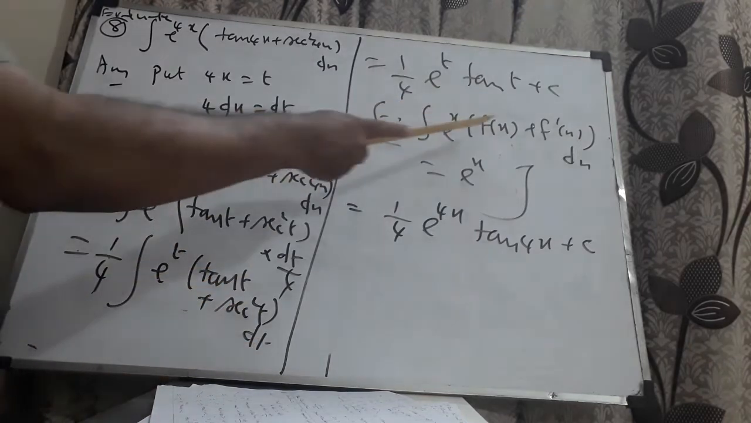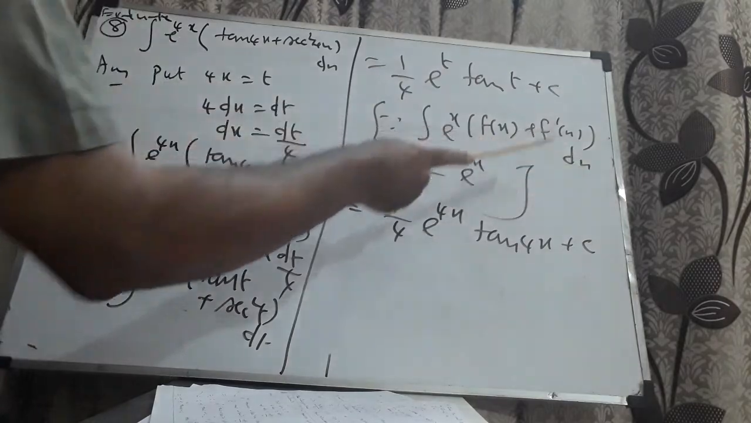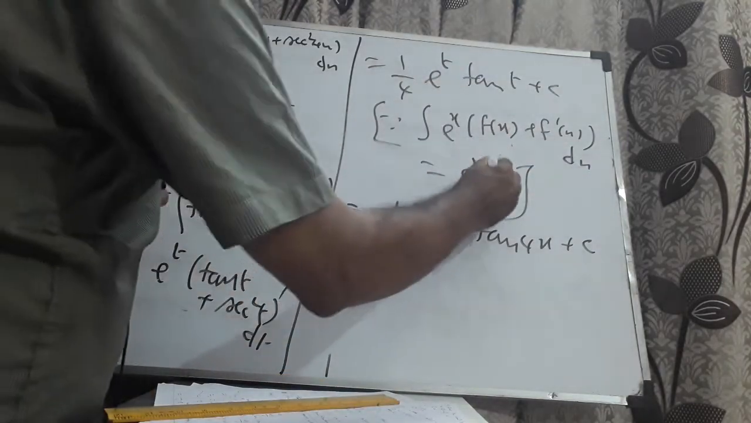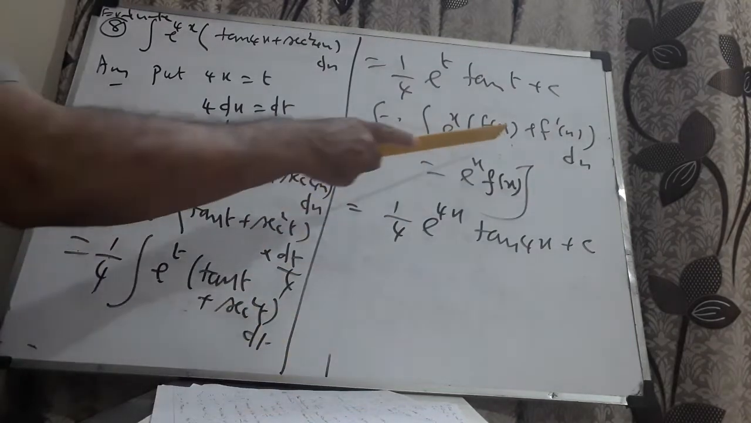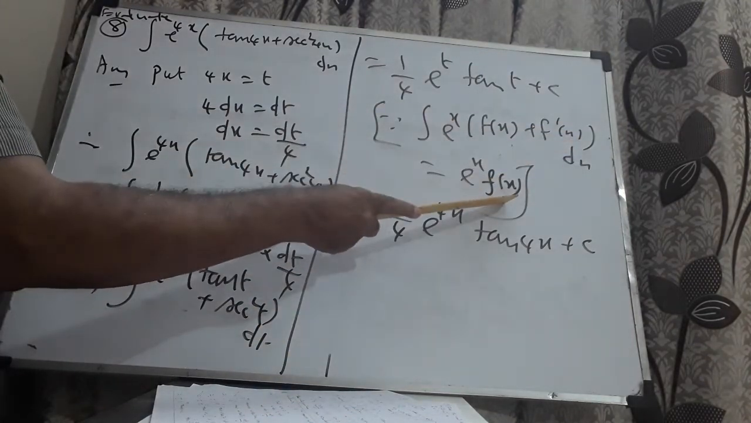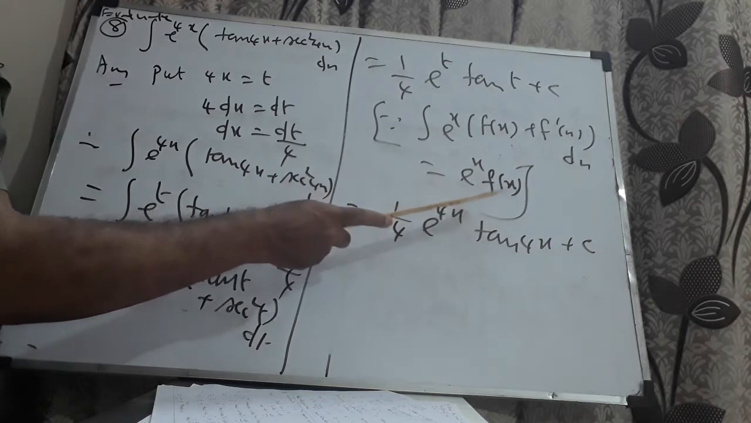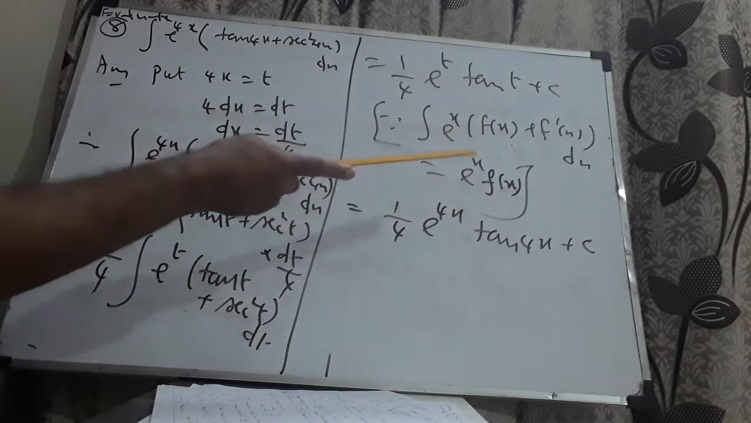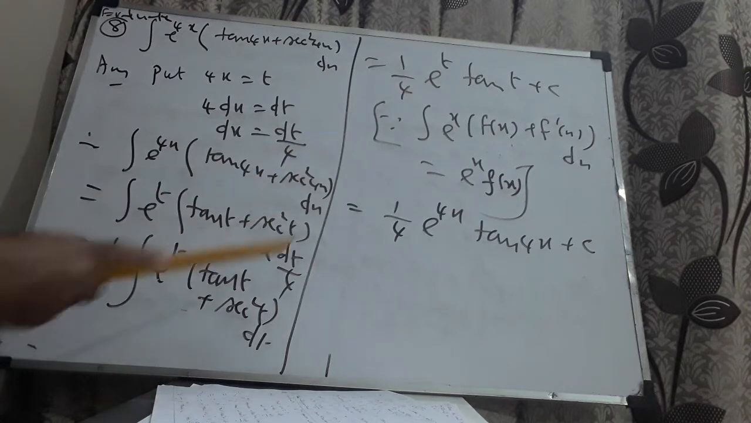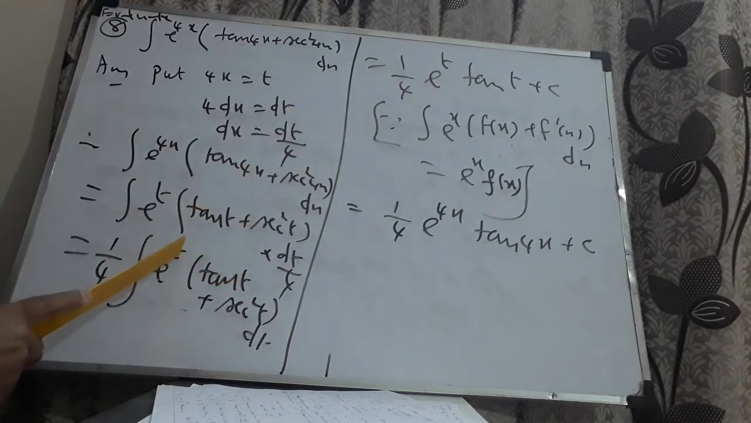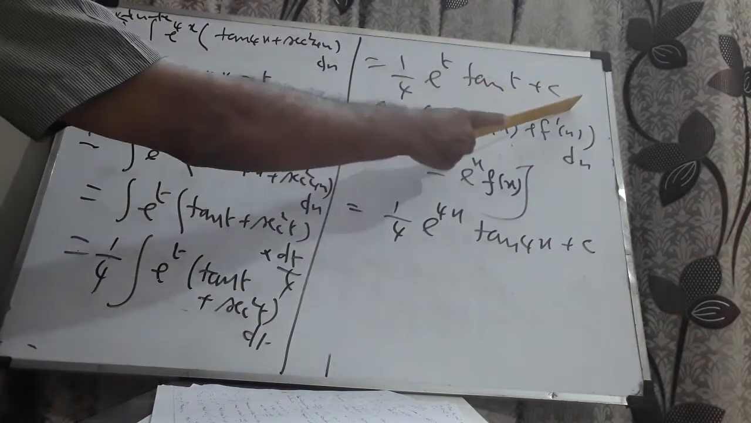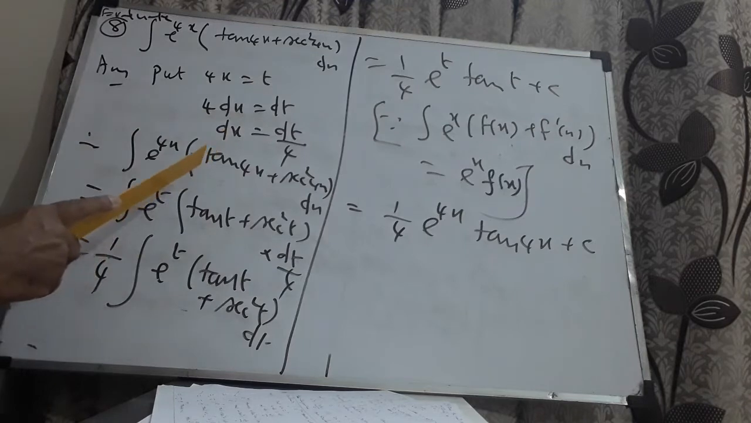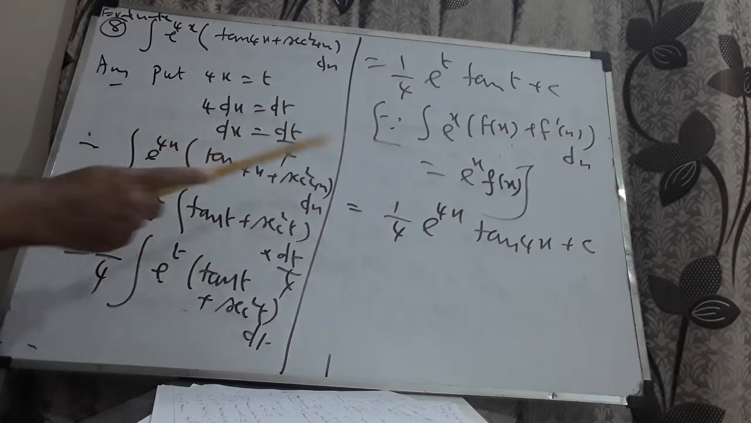It's of the form e power x f of x plus f dash of x dx. This is e power x f of x. Sorry, I forgot to write f of x here. Integral e power x into f of x plus f dash of x dx is e power x f of x. Earlier I wrote simply e power x. Sorry, when I was explaining, I forgot to write f of x. Now, instead of x, I have t here, e power t, and instead of f of t, I have tan t. Derivative of tan t is secant square t. Now, 1 by 4 e power t tan t plus c is the final answer, but the answer has to be in terms of the original variable x by which I started.